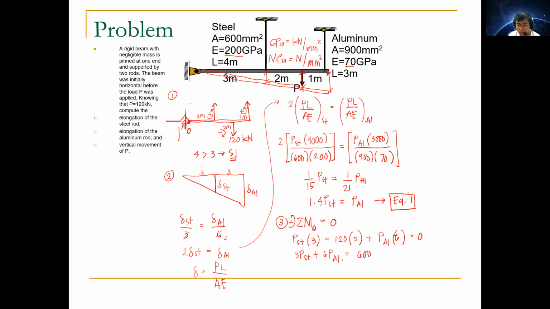Looking at the equation, it's all divisible by 3. So let's try to divide by 3. So P steel plus 2 P aluminum is equal to 200. You may express this as your equation number 2. So notice that we now have 2 different equations. Di ba? So we can incorporate one with the other.